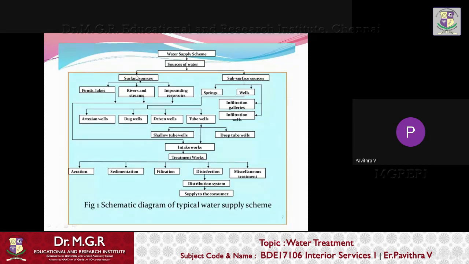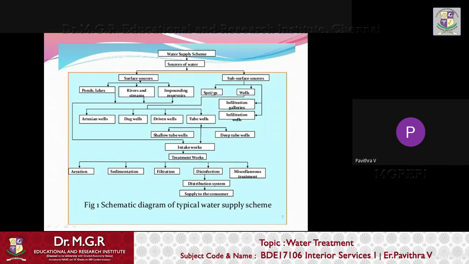So water supply scheme is divided into sources of water. Sources of water is subdivided into surface sources and subsurface sources. Surface sources, as the name indicates, are available on the surface of the earth, like ponds, lakes, rivers, streams, impounding reservoirs. All these terms you would have learned in the 12th standard, up to 12th in science. It is like a scheme I have just mentioned to you.